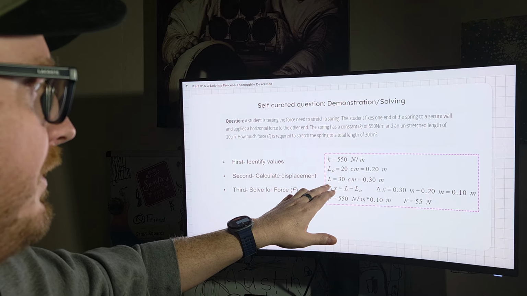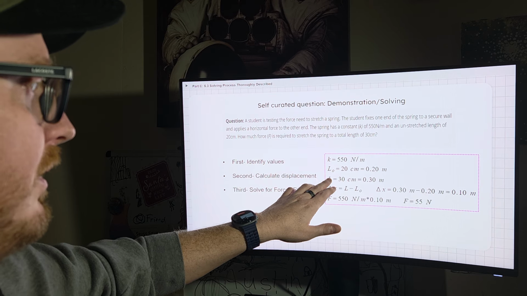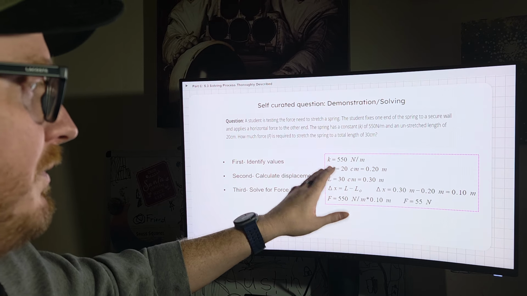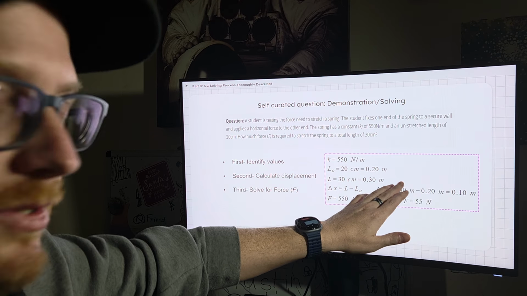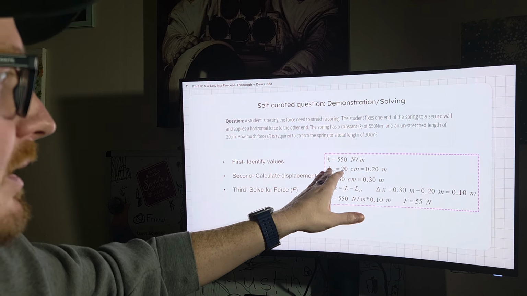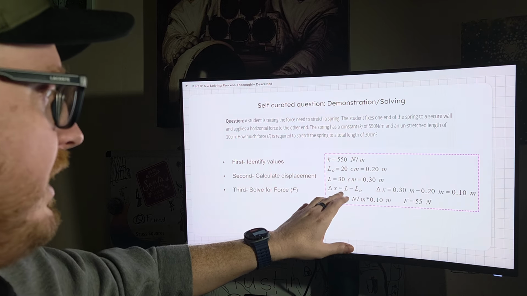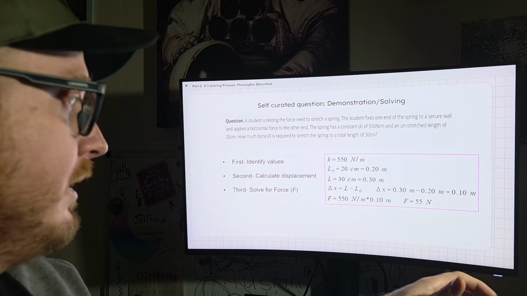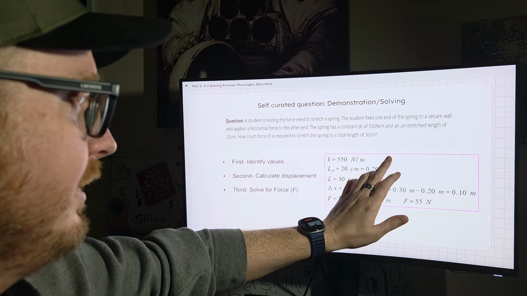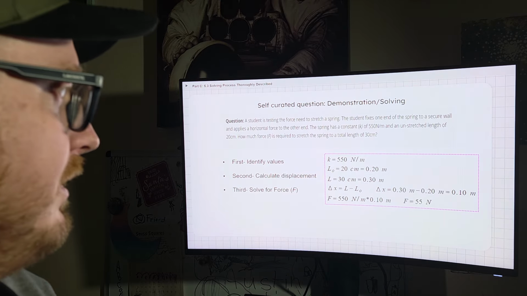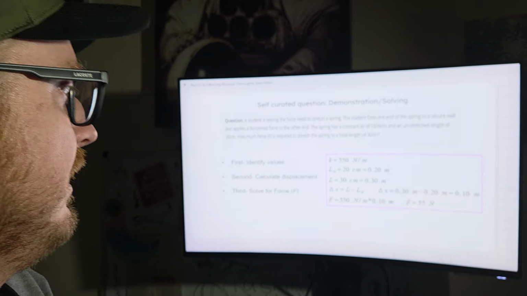We have the initial length of 20 centimeters, which we have to convert into meters so that we can cancel out the meters from the constant. Then we have the 30 centimeters, which is the fully stretched out length. And then you have to convert that into meters as well, again so it'll cancel out the meters when we do the formula.